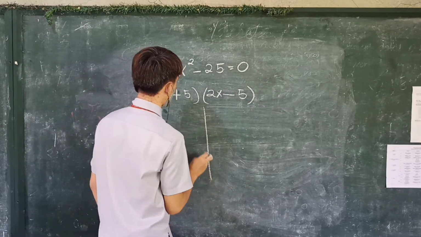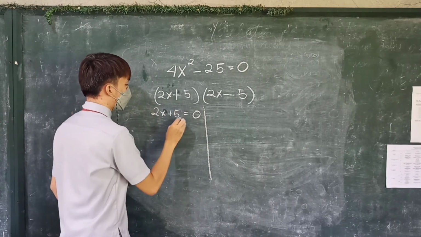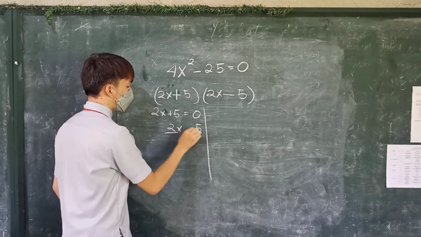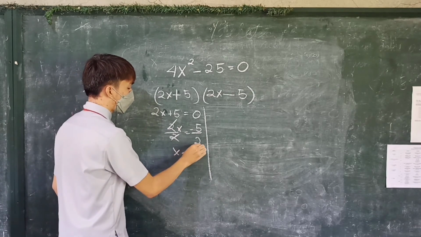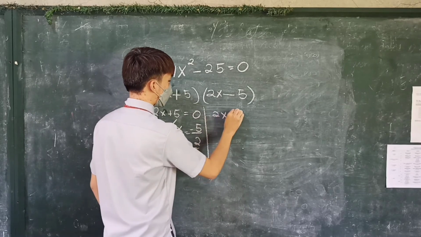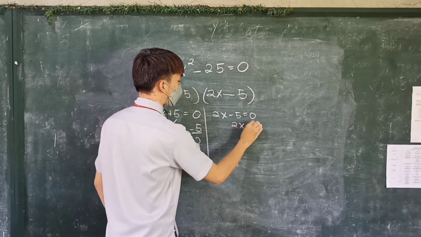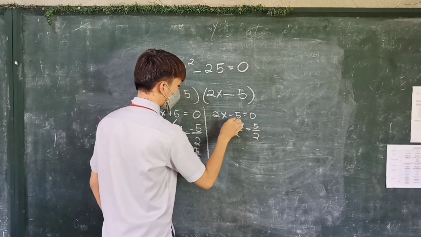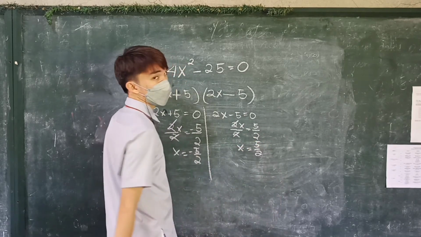Then equate both to 0. So we have 2x plus 5 equals 0. We have 2x equals negative 5. Divide both sides by 2. x equals negative 5 over 2. Next, we have 2x minus 5 equals 0. We have 2x equals positive 5. Divide both by 2. Cancel, cancel. x equals positive 5 over 2.